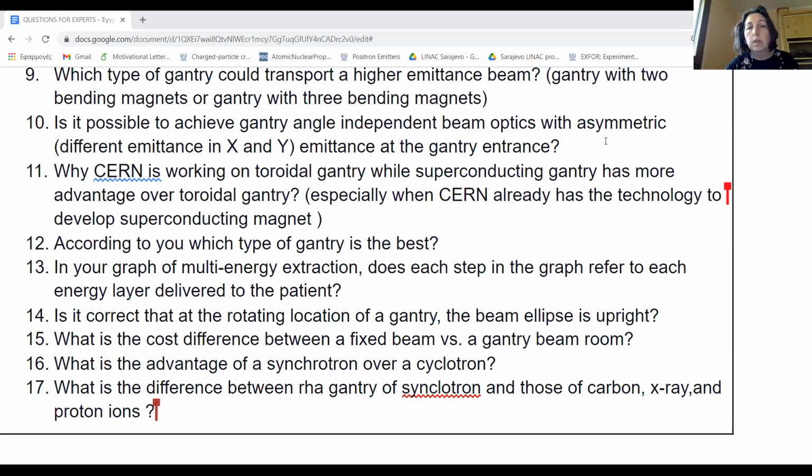Still, for cyclotrons, there is only one project ongoing of a cyclotron for carbon ions. But so far, the only facilities that deliver carbon ions are synchrotrons, because of the dimension, because of the beam rigidity, which is much higher. And what is the difference between the gantries? Cyclotrons have a proton gantry, mostly. X-rays I discussed, carbon gantries are much bigger.